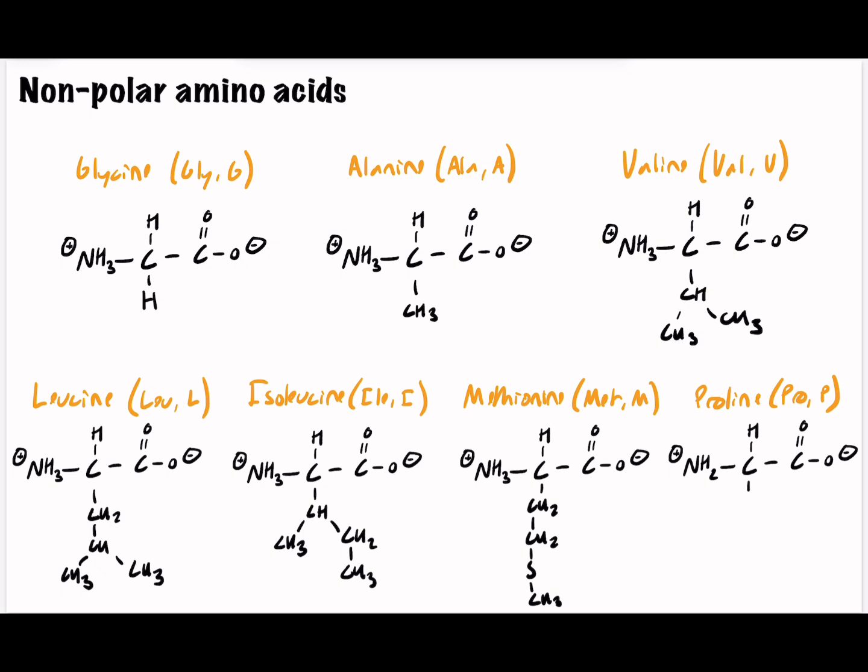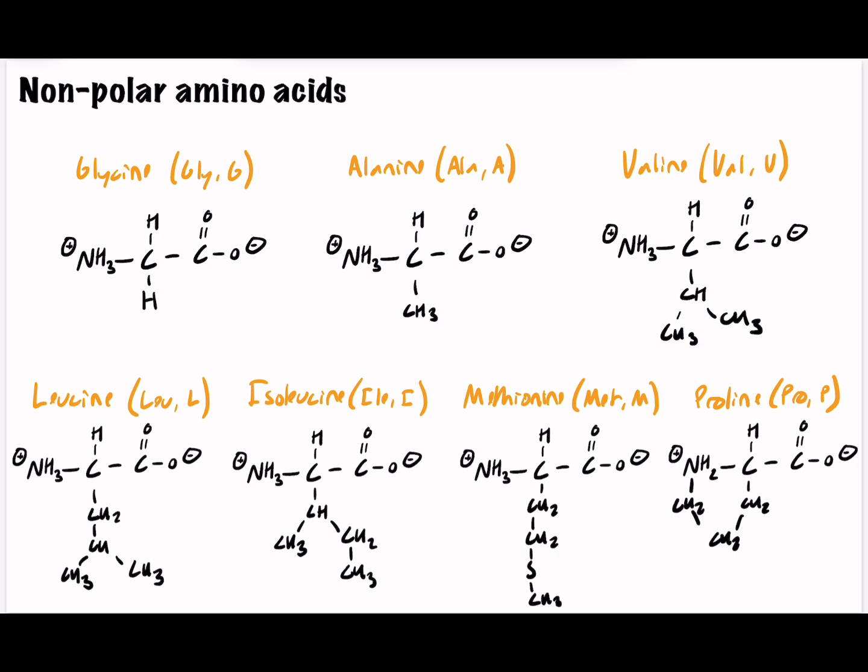Then we're going to be moving on to proline, which again is unique because it sort of forms a ring using its R group with its own amino group. And so one thing to notice about proline is that it does have an NH2, not NH3, and that is because of this connection to its own R group. And so there it is.